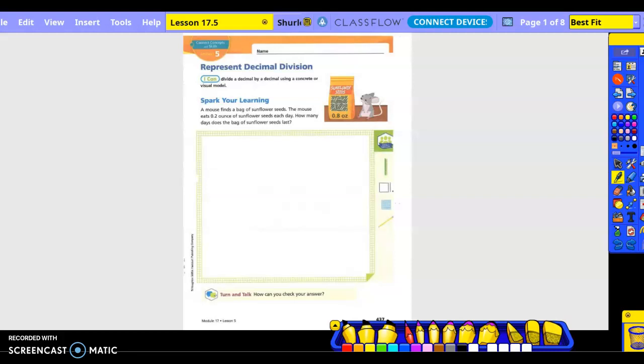Lesson 17.5 into math, 5th grade. Represent decimal division. I can divide a decimal by a decimal using a concrete or visual model.